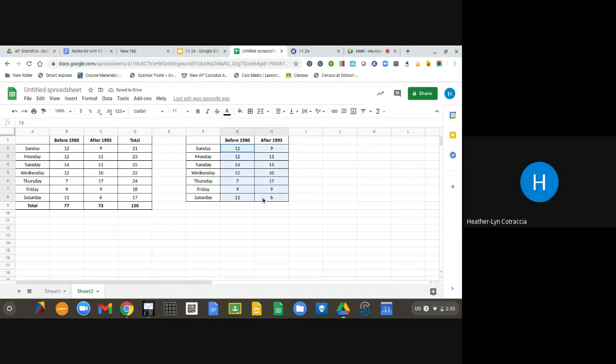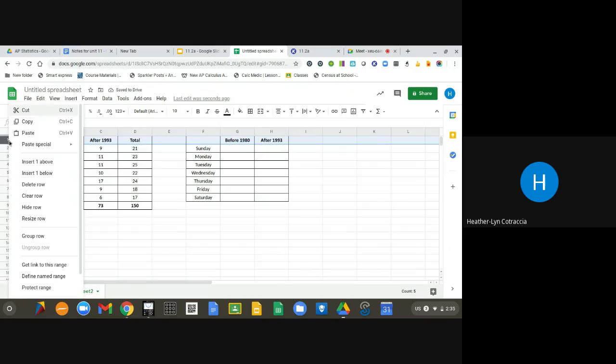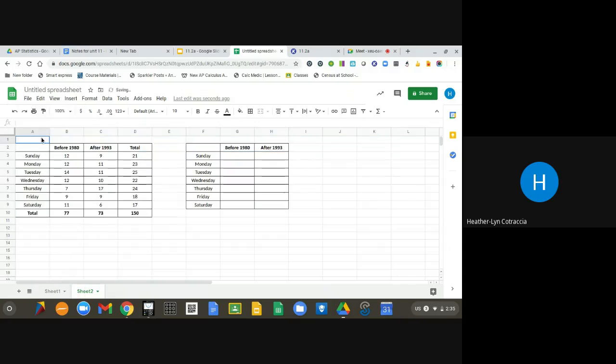I'm going to delete out these numbers right here because these ones over here are my observed. This is what actually happened. And then these over here are what we expect to happen. So my observed minus my expected. Okay, so now how do we find these? We're going to do a formula.